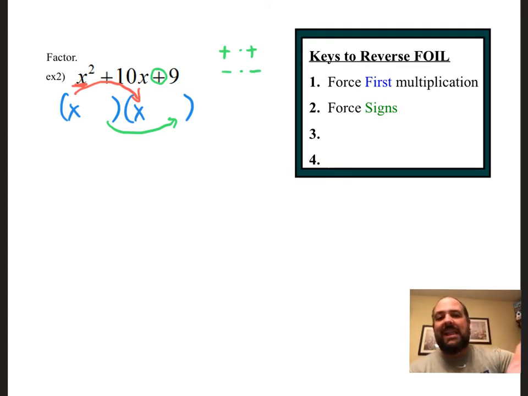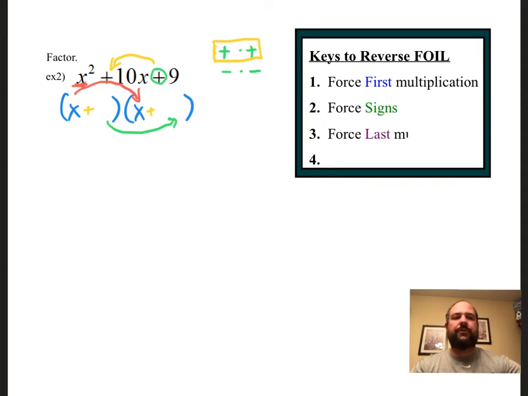To figure that out, I actually want to look at the middle term. When I look at the middle term here, I see that's a plus sign. That means that both of these things in here need to be pluses, so that when I add them together, I get a positive, but when I multiply them, I also get a positive. So I'm going to go with that choice here. That's our second step.